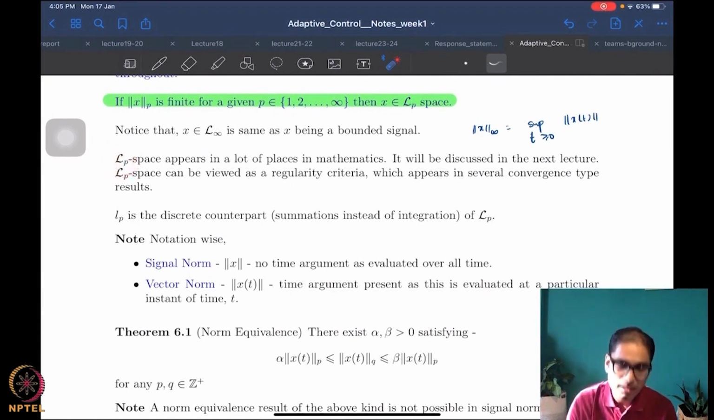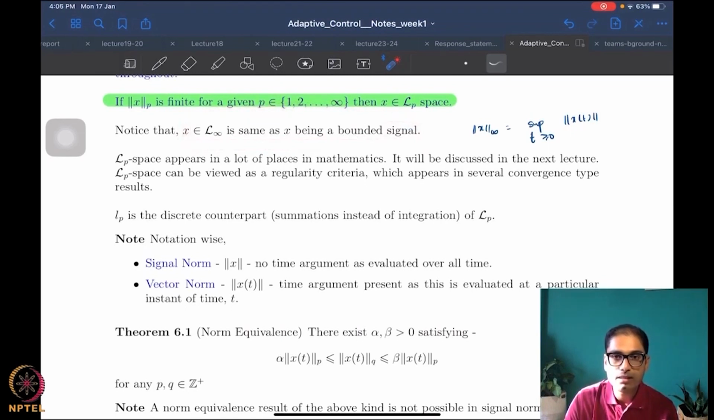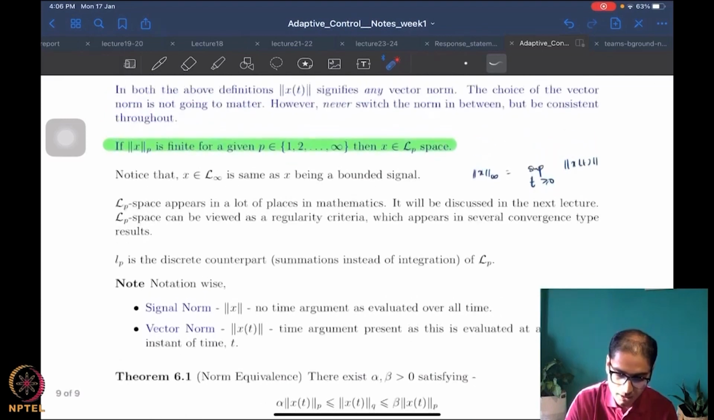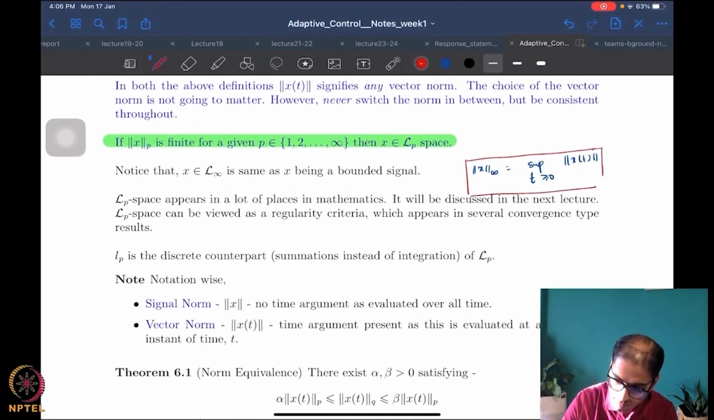Yeah. Another thing to notice is that a signal in L infinity is the same as the signal being a bounded signal. Okay, so this is another important categorization to remember. It's not very difficult to prove. You know that this is the infinity norm of a signal, right?